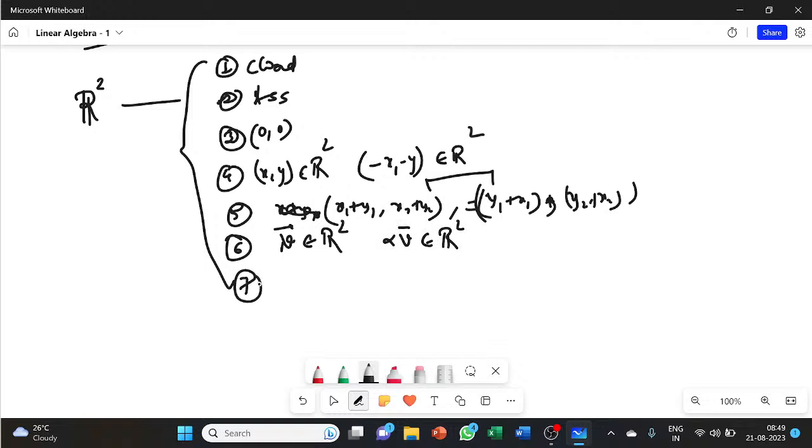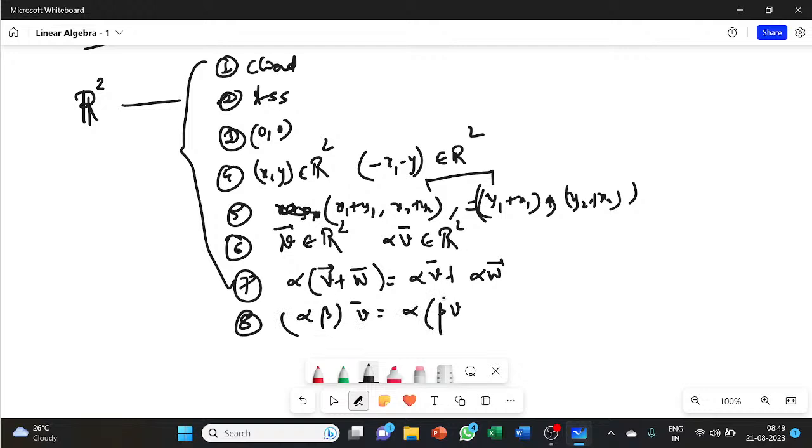We also understand that if I do alpha times (v vector plus w vector), I will get alpha v vector plus alpha w vector. The other property that I told you was alpha beta v vector, which I can write as alpha times beta v vector. It is very simple to see that all these properties are verified. I have a unit element which gives me this, not a dot product, this would be 1 only.